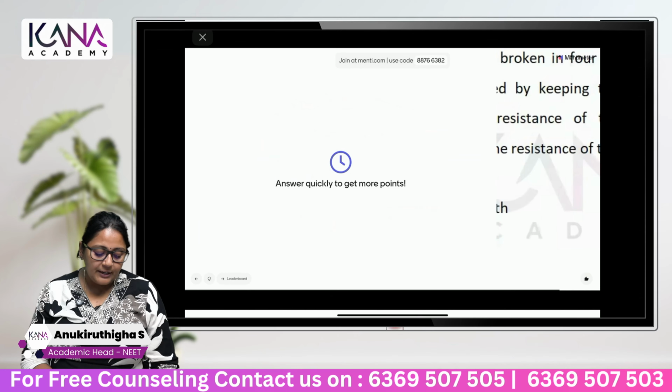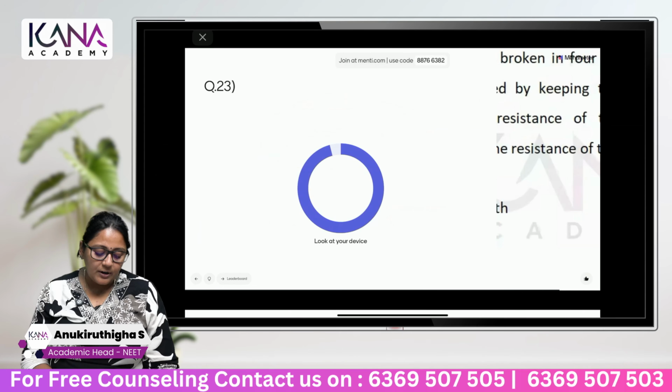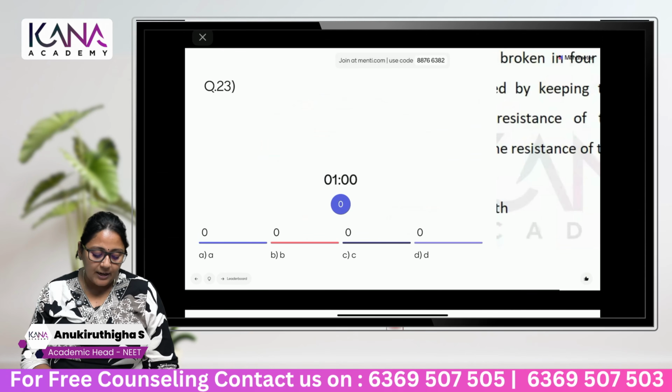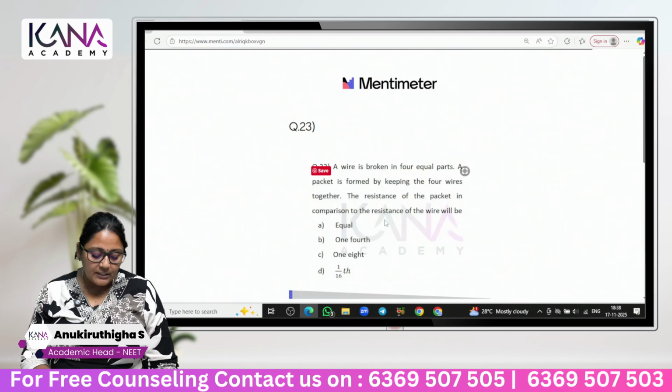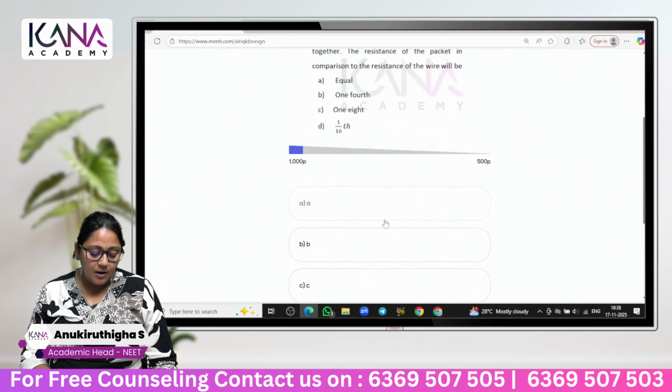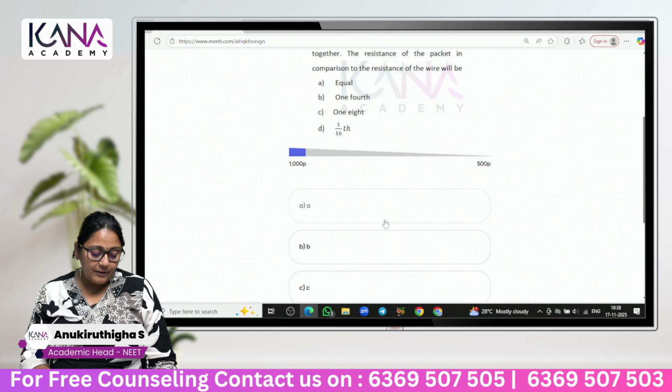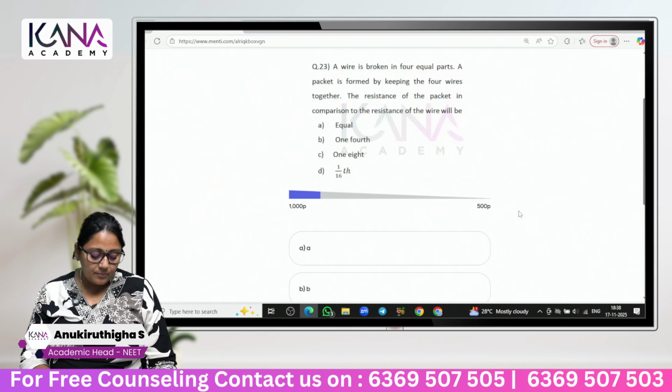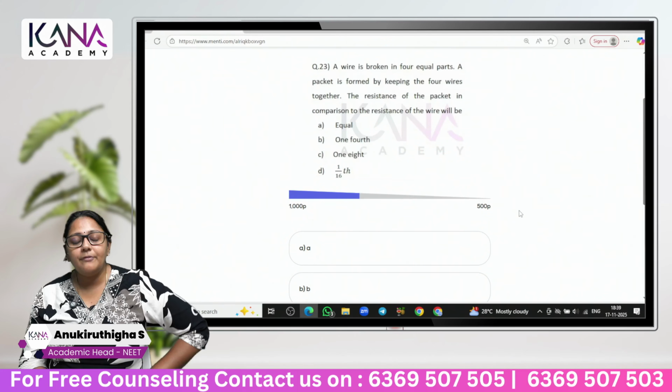The next question is, so question number 23, a wire is broken in 4 equal parts. A packet is formed by keeping the 4 wires together. The resistance of the packet in comparison to the resistance of the wire will be, what will be the resistance relative to the wire, they are asking. They are asking the ratio. So the options: option A is equal, option B 1/4, 1/8 and 1/16 are given. And you're left with 40 seconds.